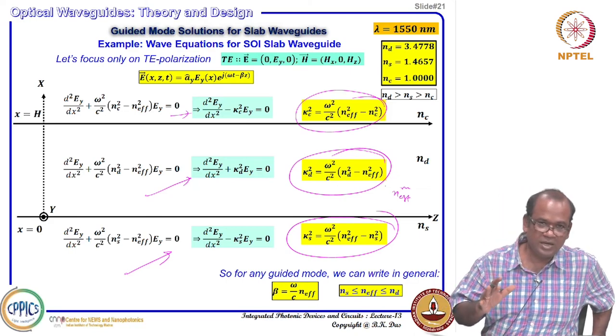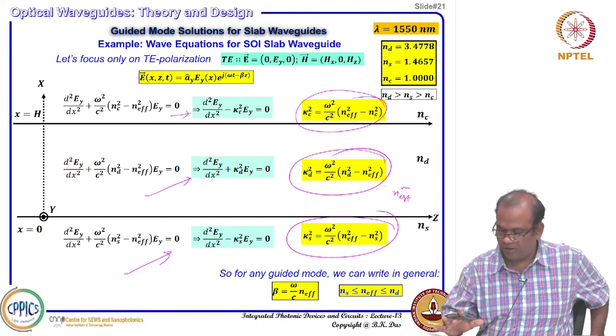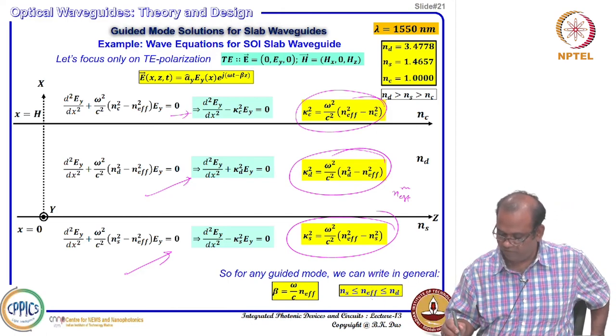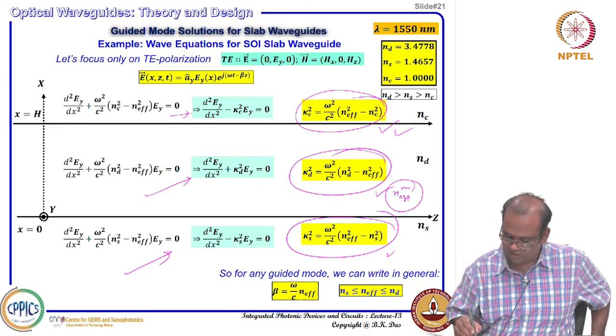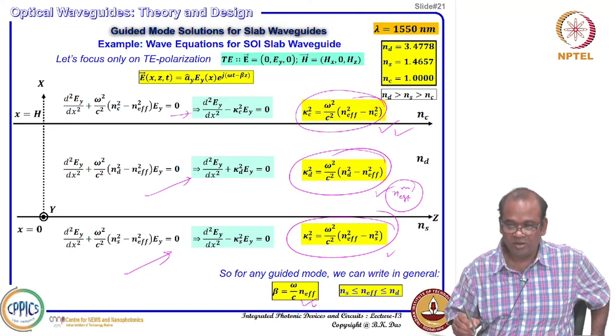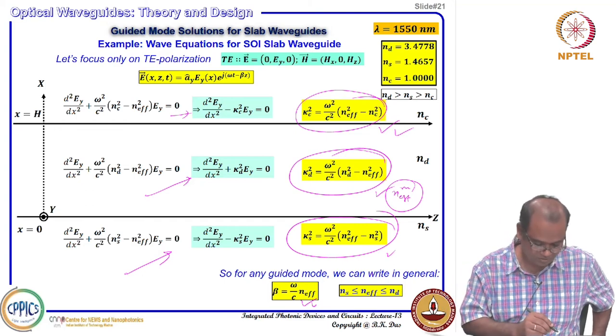However, what I see is that this is propagating along the z direction, and the N effective and ND relationship depends on that. Instead of N effective M, I just consider N effective normally. Whenever I get the solution, at that time we will see whether it will be discretized or not.